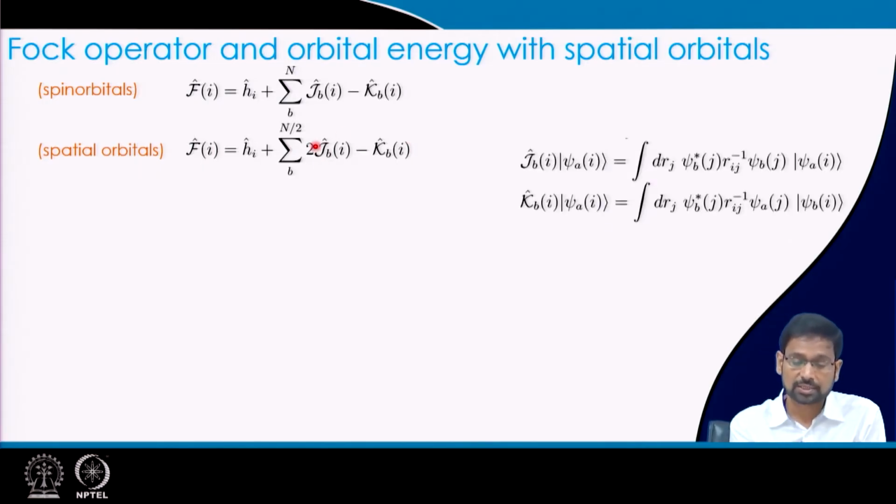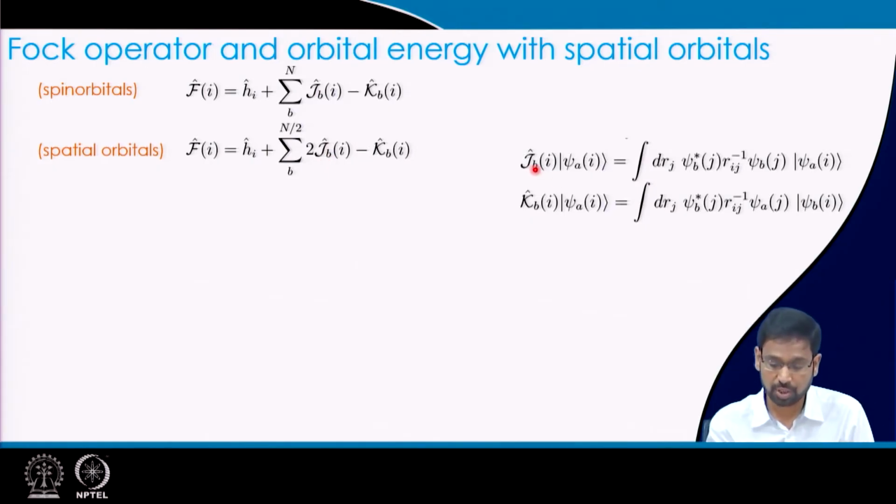Now, in spatial orbitals, let us see how these Coulomb and exchange operators are defined. So, the Coulomb operator J_b(i), when it acts on a spatial orbital psi_a, I get the following expression. So, here psi_a(i), this Coulomb operator works as an eigenvalue problem. So, here you see the psi_a(i) is reproduced over here.